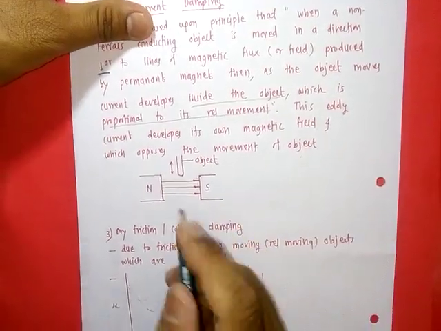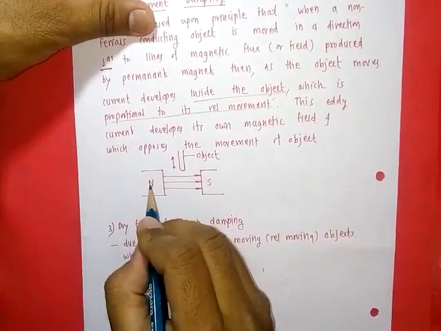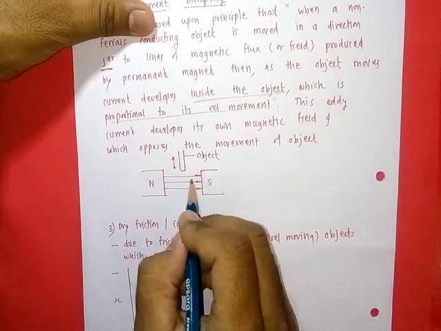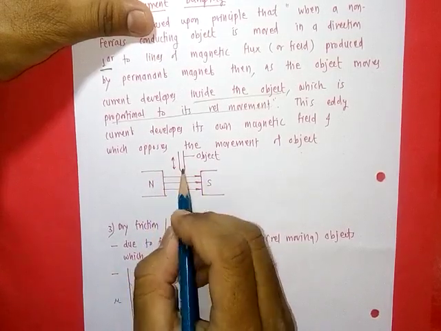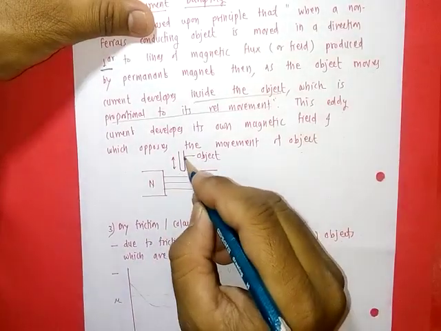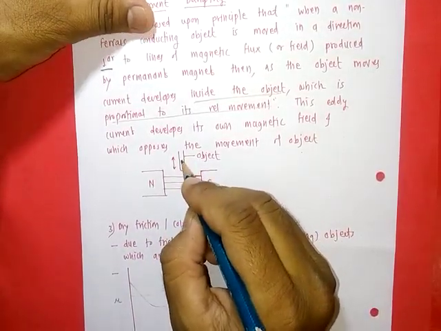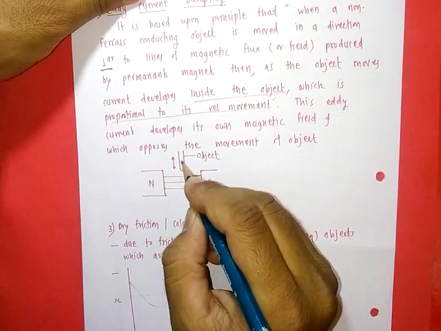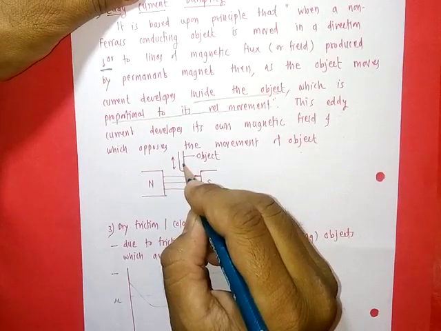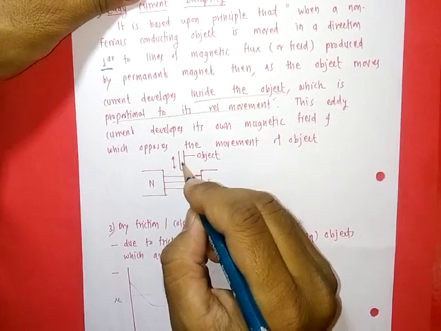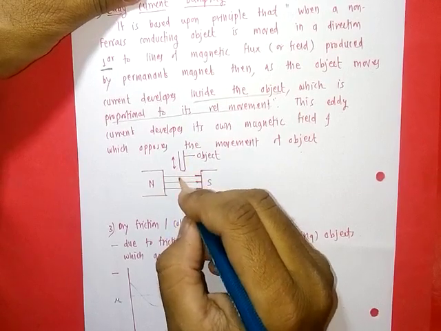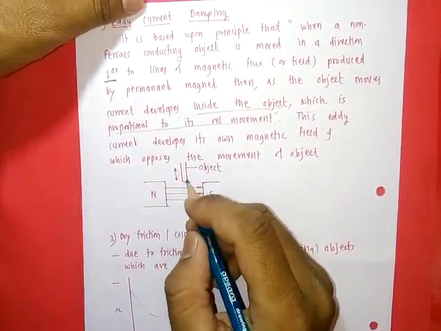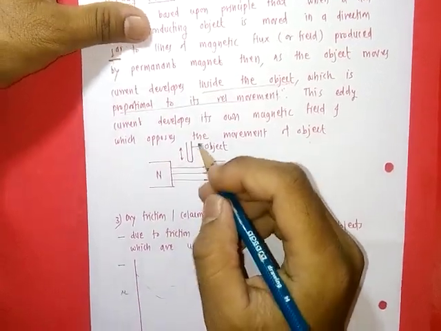That means suppose there is a magnetic field produced by a permanent magnet, and if we move a non-ferrous conducting object through this, then a magnetic field is developed within this object due to eddy current, and it opposes its further movement. So this is eddy current damping.